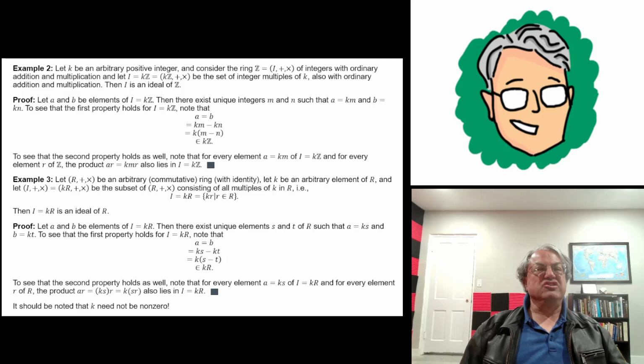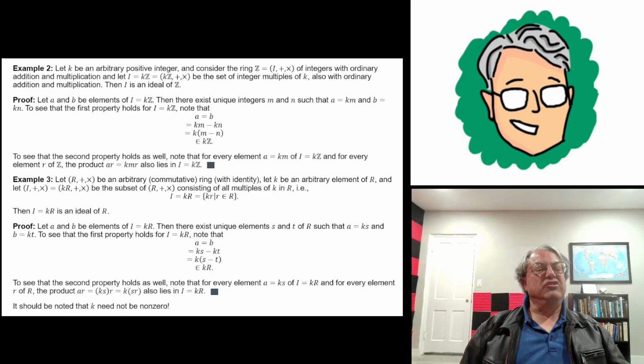So that shows that it satisfies the first property. And to get the second property, you just take an arbitrary element of your ideal, A is Km, and multiply by any integer N, and then you get Kmn, and obviously that's a multiple of K. So once you start with a multiple of K and multiply by any integer, you're left with another multiple of K. So that means that the multiples of K do indeed form an ideal of the ring of ordinary integers.